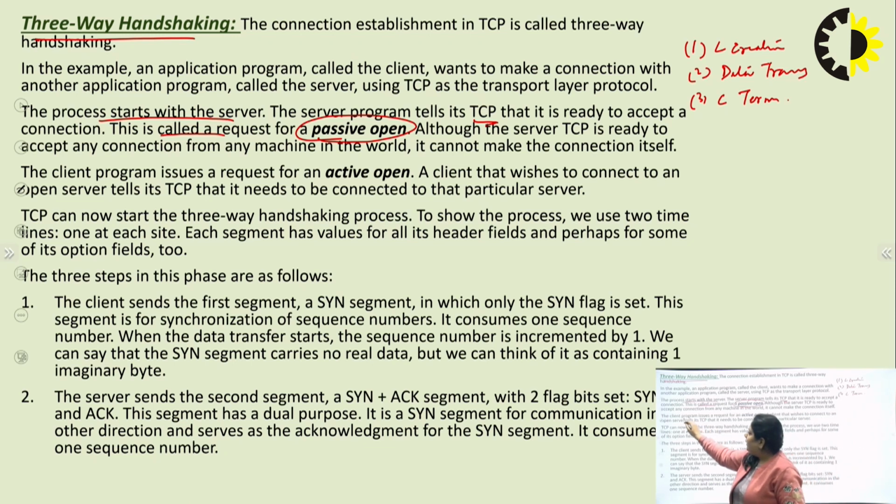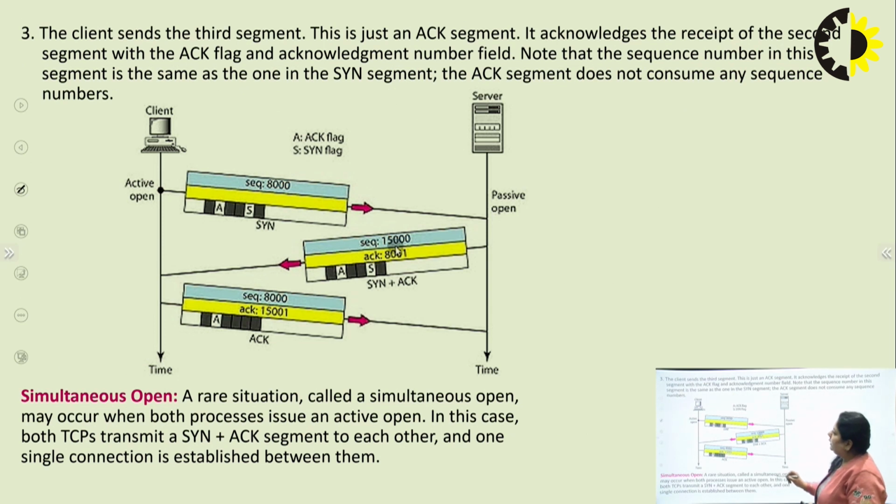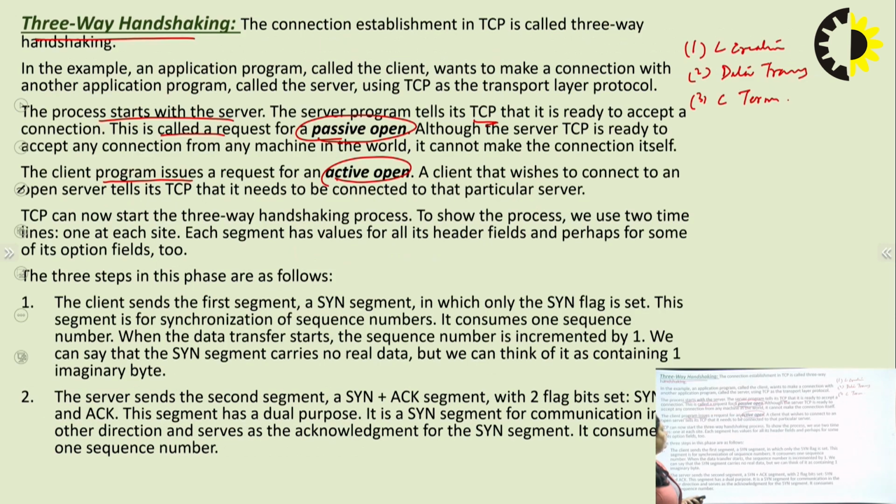So the TCP client program also issues a request which is known as active open. See in the diagram, this is the client, this is the server, and the server creates a passive open request to the TCP protocol and the client creates an active open request to make a connection. Now, TCP starts a three-way handshaking process after creating a connection. The request is sent. Now how the connection is made, the handshaking process is done.